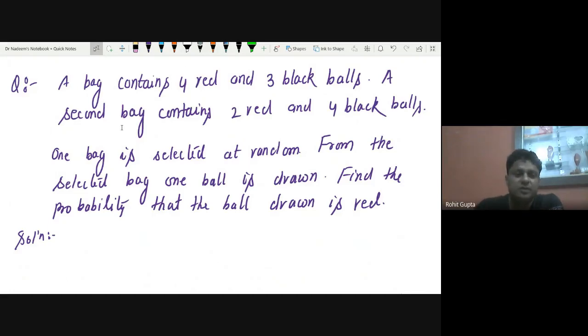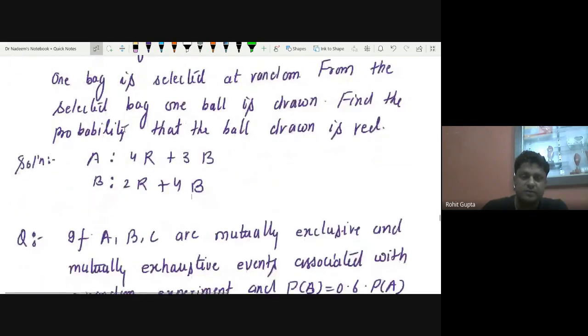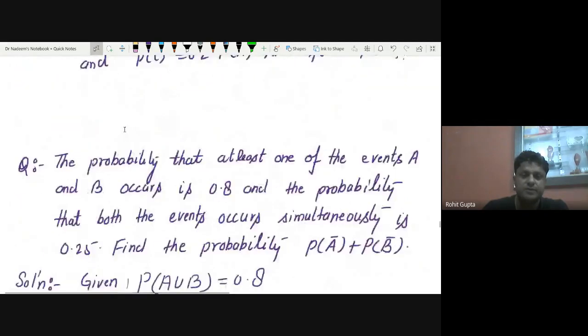Now, we have two bags. For example, we have bag A and bag B. Bag A contains four red and three black, and the second bag contains two red plus four black. One bag is selected, and there are only two bags. So how many ways can we select? That is one by two. That is one by two.